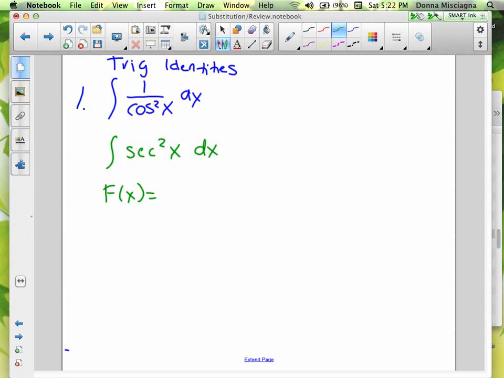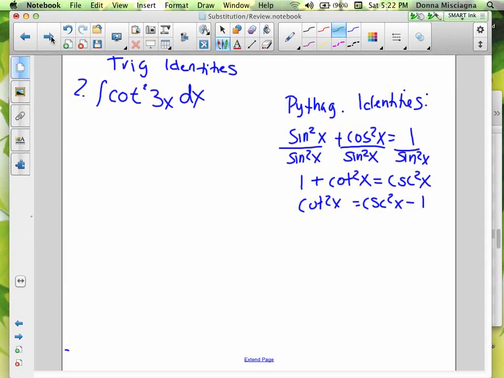No substitutions needed. It's tangent x plus c, and that's it. We're done. Okay? Simple. So sometimes you need to simplify it, rewrite it first. Right? And it's not a substitution. So I wanted to show you sometimes what looks like it could be a substitution is not.